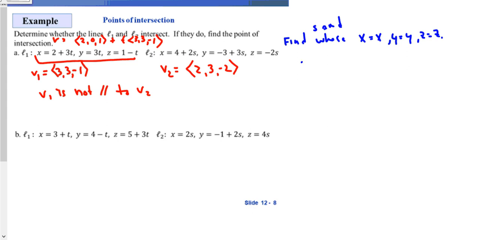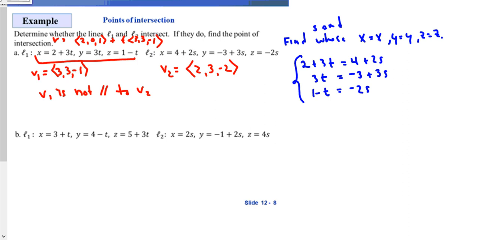So we're going to set 2 plus 3t, that's the x for line 1, equal to 4 plus 2s. We want 3t, that's the y coordinate for the first one, to equal the y coordinate of the second one. And then we want 1 minus t to equal negative 2s, the z of the second one. If we can find s and t that make these three equations true, then they'll have a point of intersection, and we'll know exactly what the parameter values are for each of them when they arrive at that point.